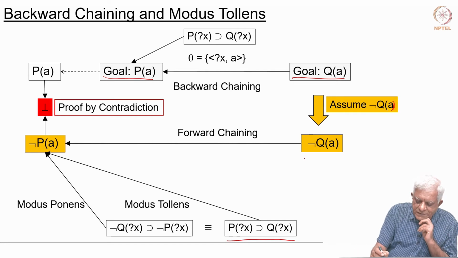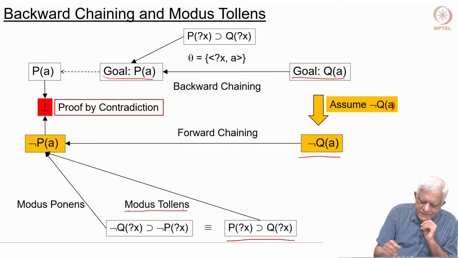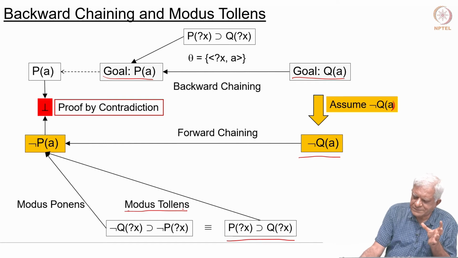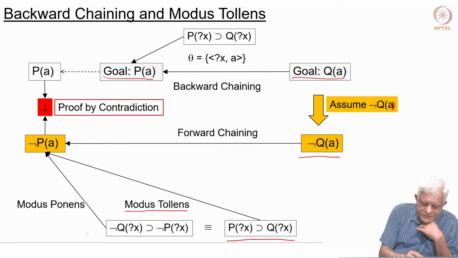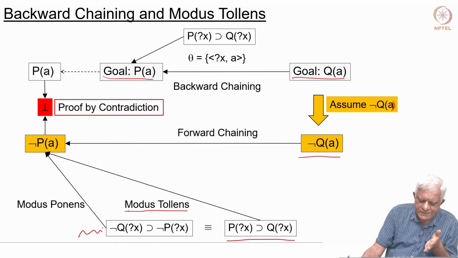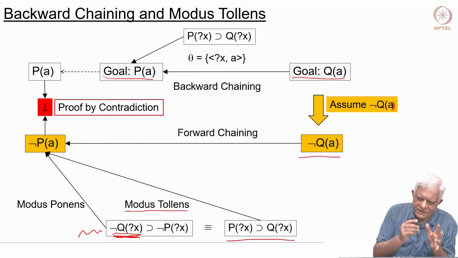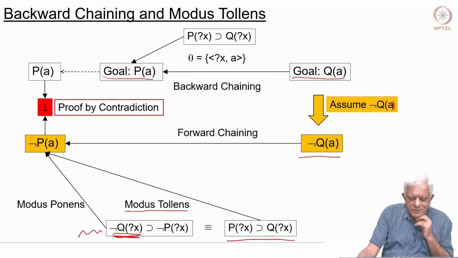Now, if we start with not Q of A and we work with P of x implies Q of x, then we can infer not P of A, which is the rule of modus tollens essentially. So, backward chaining in a way is like doing modus tollens. You can also think of it as doing modus ponens, because if, instead of using the rule P of x implies Q of x, we look at the new rule, which is not Q of x implies not P of x, then of course, not Q of A will match the antecedent, and it is like we are doing modus ponens and we end up with not P of A.